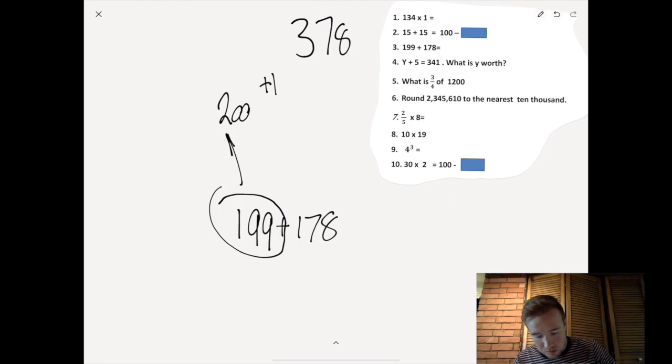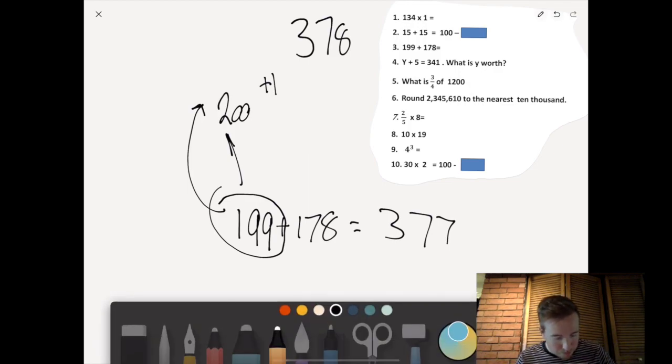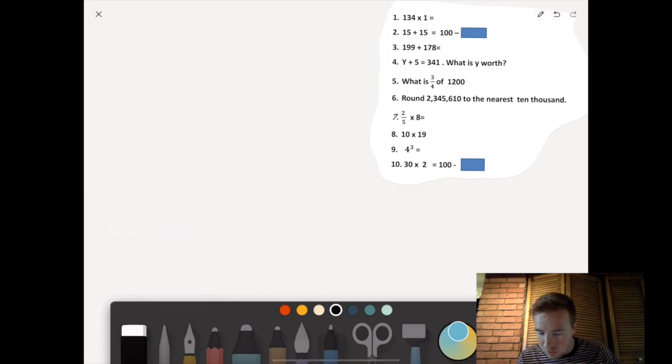So the answer is going to be 377. All I've done there is modify the question, got the answer from that modification, and then changed it back to the original question, which makes my life a little bit easier looking for those shortcuts.